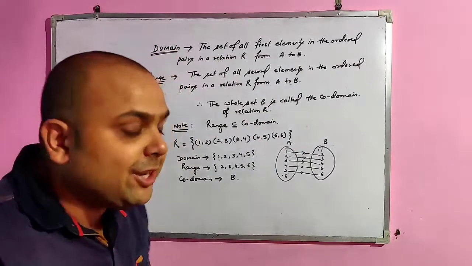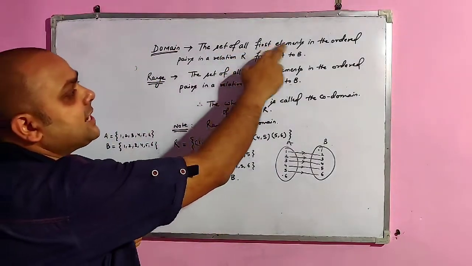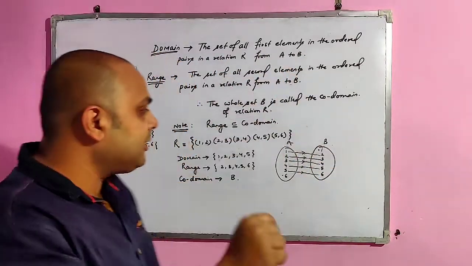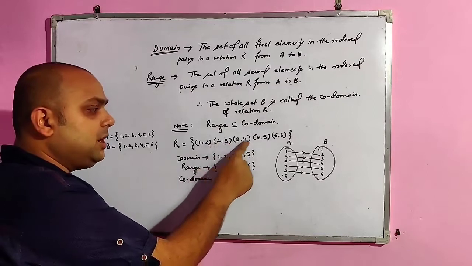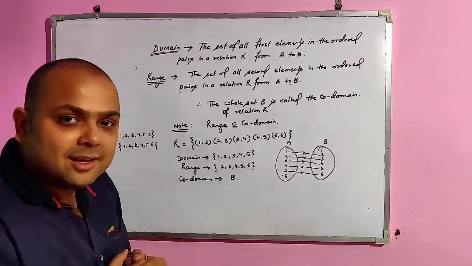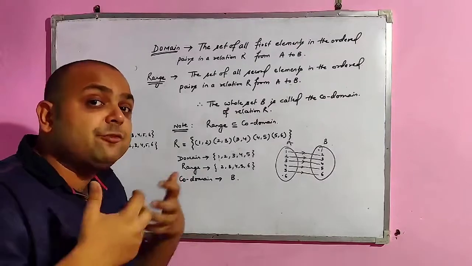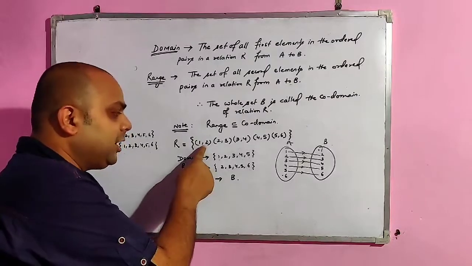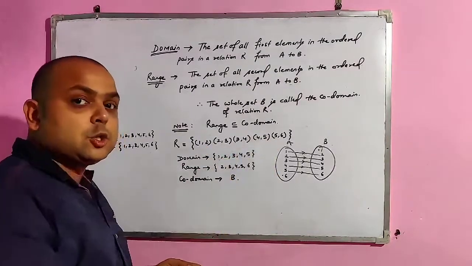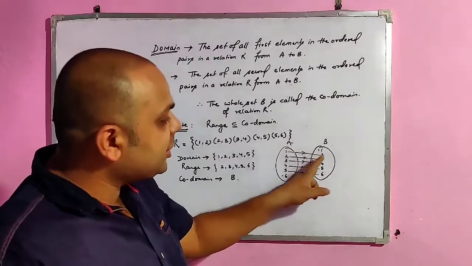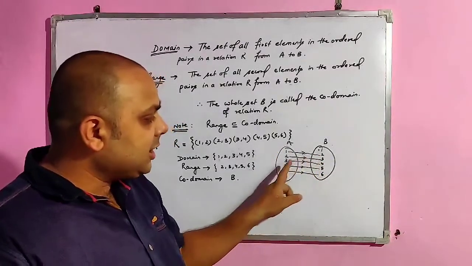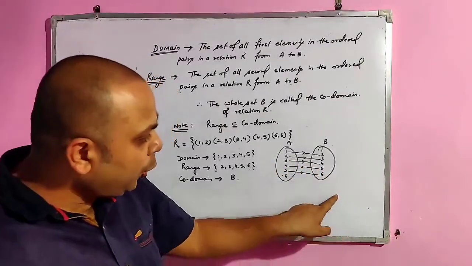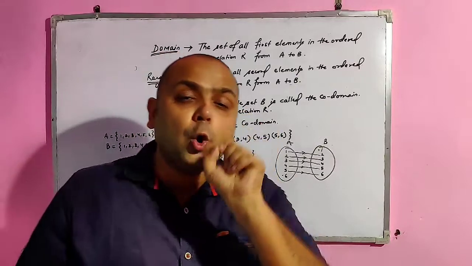According to the definition, the set of all first elements in the ordered pairs of a relation R from A to B, for example this 1, this 2, this 3, this 4 and this 5, is called the domain, because we are putting these values in the equation, and the answers that we get are called the range: 2, 3, 4, 5, 6. So the relation of 1 is with 2, 2 with 3, 3 with 4, 4 with 5 and 5 with 6. The whole set B is called the codomain.